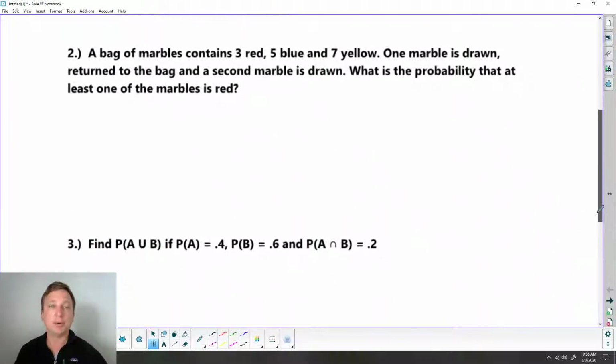Into the next one, we have a bag of marbles with 3 red, 5 blue, and 7 yellow. 1 marble is drawn, put back in the bag, and a second marble is drawn again. This put back in the bag or return to the bag makes these independent events because nothing's changing. I'm resetting the scenario every time I draw if I were to do it multiple times. What's the probability that at least one of them is red?